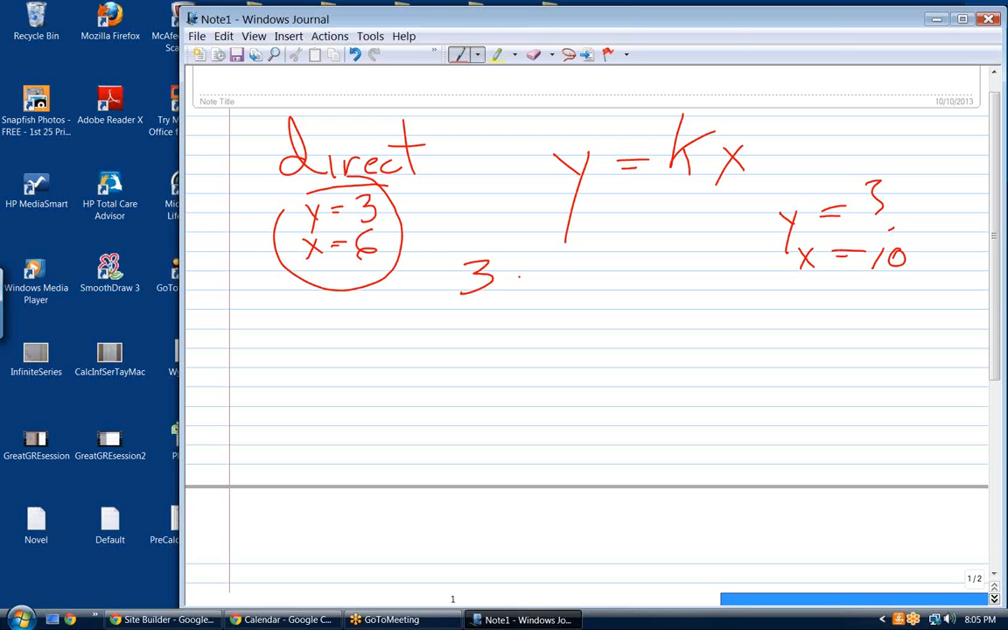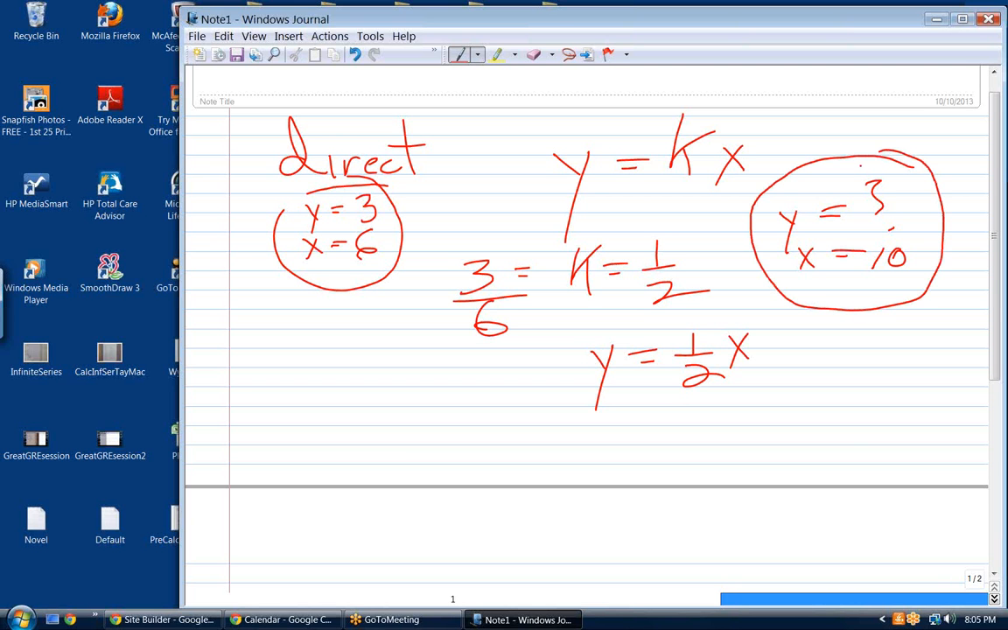You get 3/6, or I guess half. So k is equal to 1/2. Right. That means the specific formula is no longer y equals kx, it's y equals 1/2 x. So now when I give you a new x, what is y when x is equal to 10? It's 10 times half, or 5. Exactly. So that's essentially everything you need to know about direct except the graphical.